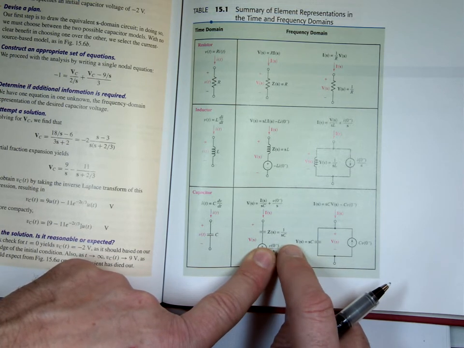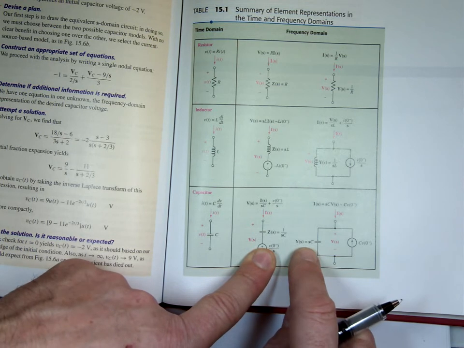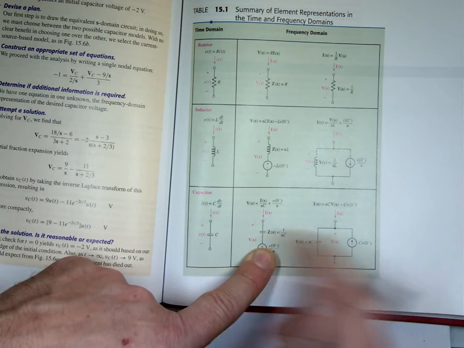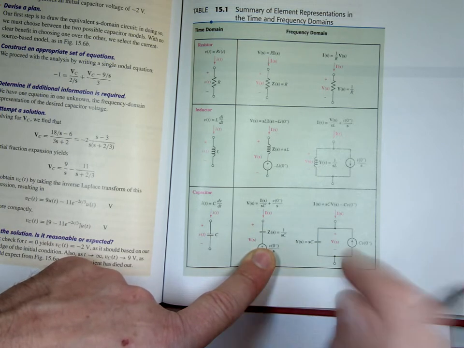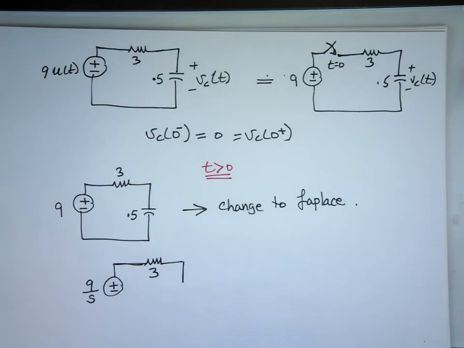This is the Y value, which is 1 over Z, by the way. In case you can't see it, that's Y, admittance. Z is the impedance. That's 1 over SC. The reciprocal of that is SC. So I can take the capacitor now and replace it with 1 over SC.